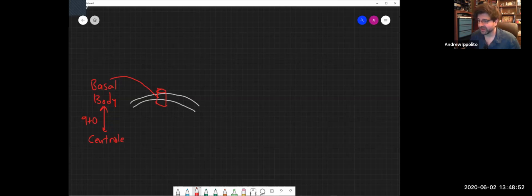And then stacked on top of that is a whole other set of microtubules that when we do a cross section of this thing, these are doublets now.